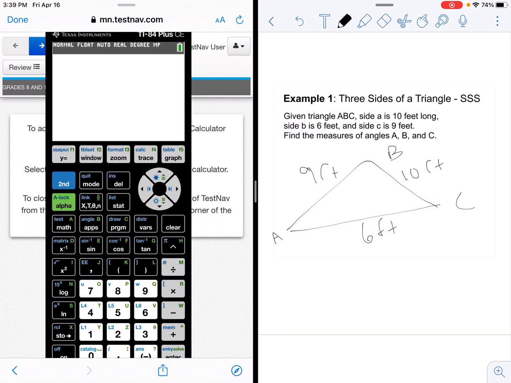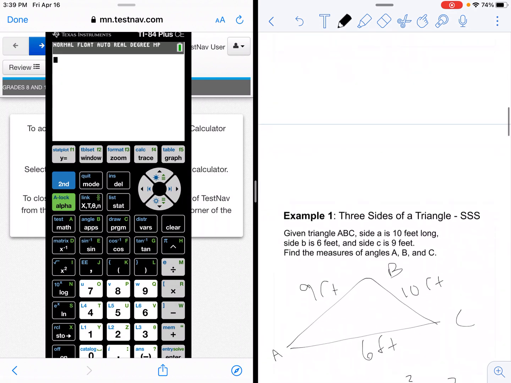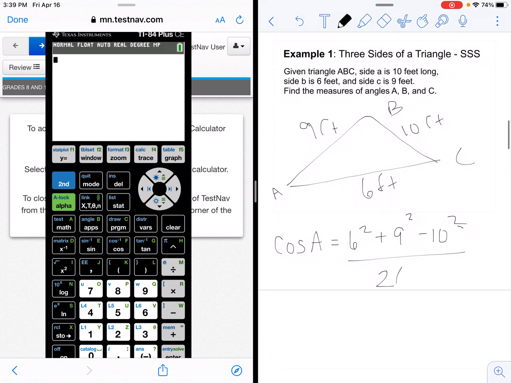So I'm going to find the measure of angle A first. I'm going to write cosine of angle A equals b squared plus c squared minus a squared, divided by 2bc. 2 times 6 times 9.